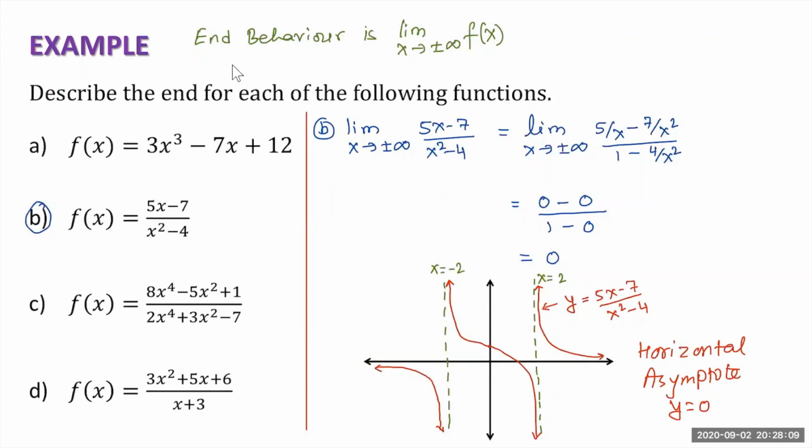So now note that the end behavior of the function will help you to find the equation of the horizontal asymptote. You can add this: end behavior gives the equation of the horizontal asymptote.